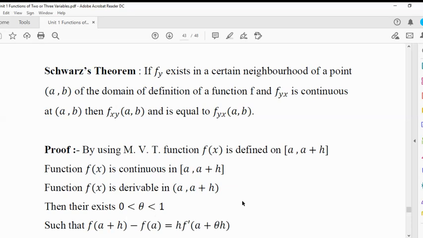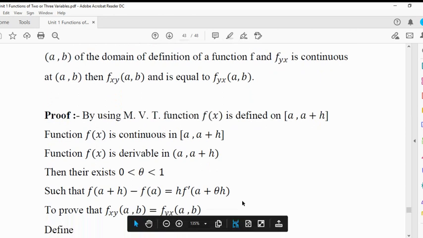Schwarz theorem and Young theorem. First we will look at Schwarz theorem. If fy exists in a certain neighborhood of a point (a, b) of its domain and fyx is continuous at (a, b), then fxy at (a, b) is equal to fyx at (a, b).